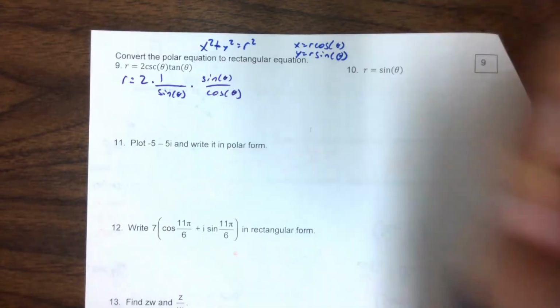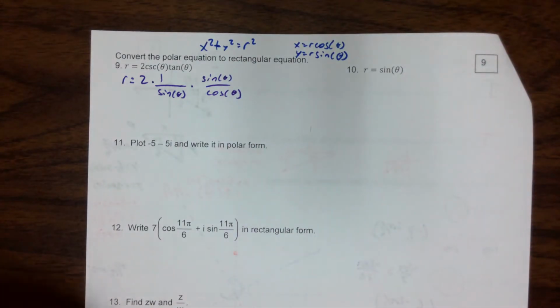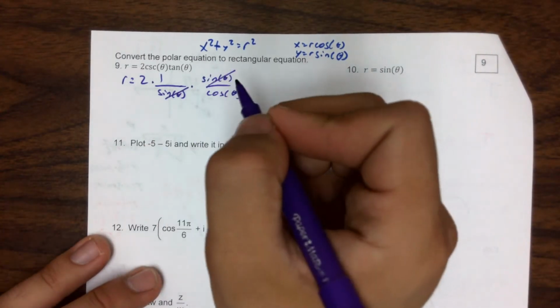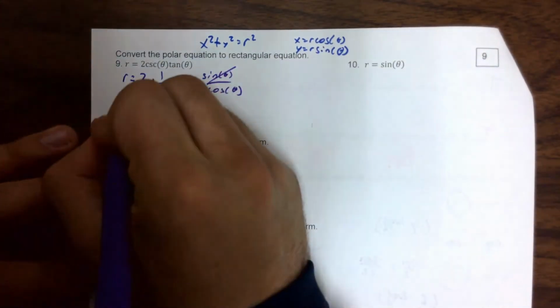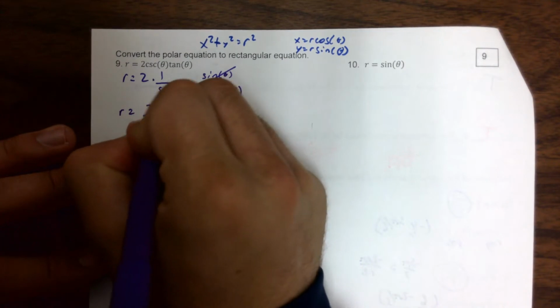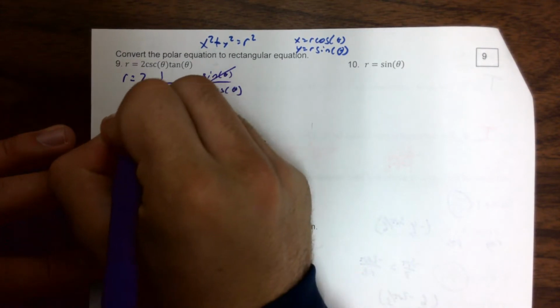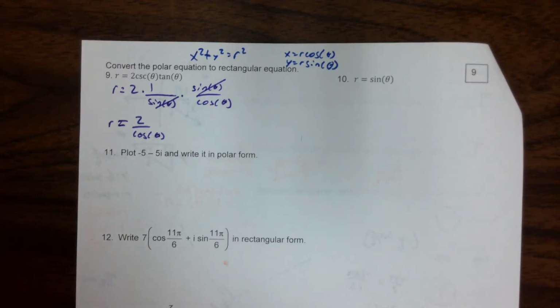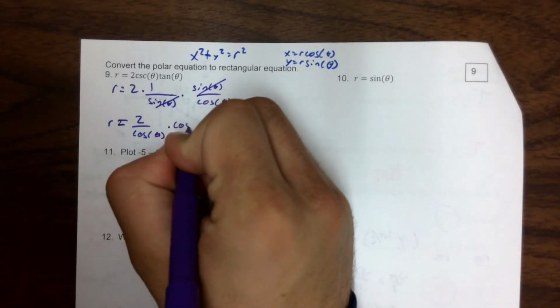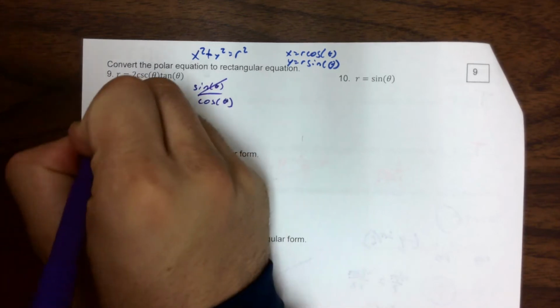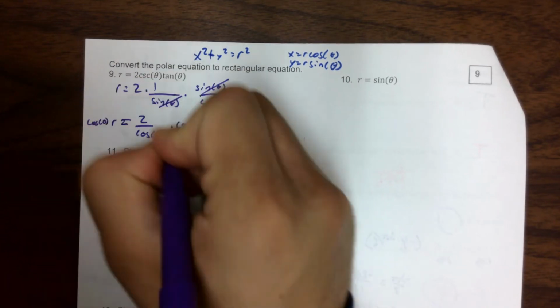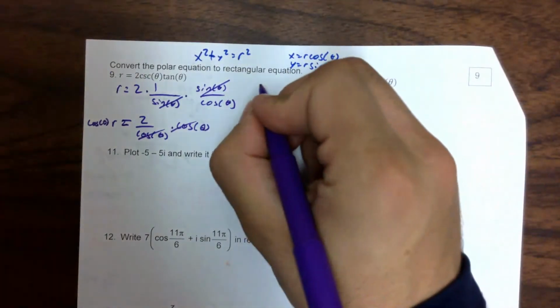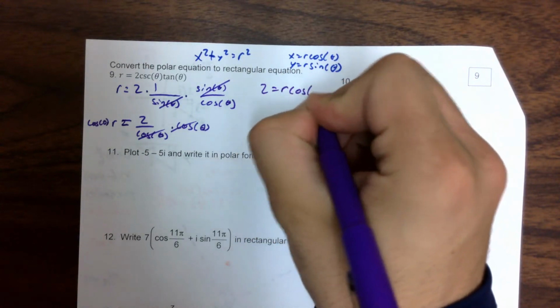The nice thing here is, boom, the sines will cancel. So I'm left with r equals 2 over cosine of theta. And now what I can do is multiply both sides by cosine of theta. So I have 2 equals r cosine of theta.